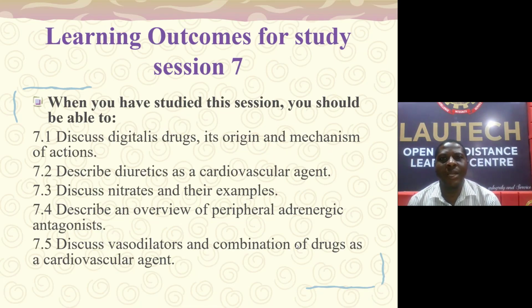This will be our learning outcome for study section 7. At the end of today's study section, you should be able to discuss digitalis drugs, their origin and mechanism of action, describe diuretics as a cardiovascular agent, discuss nitrates and their examples, describe an overview of peripheral adrenergic antagonists, and lastly, we'll be looking at vasodilators and combinations of drugs as cardiovascular agents.